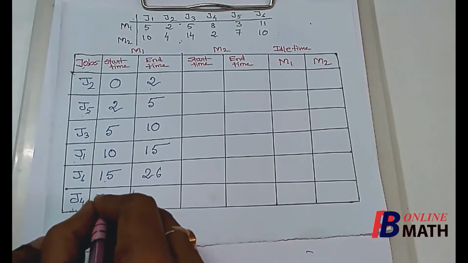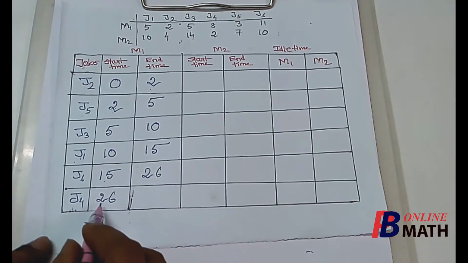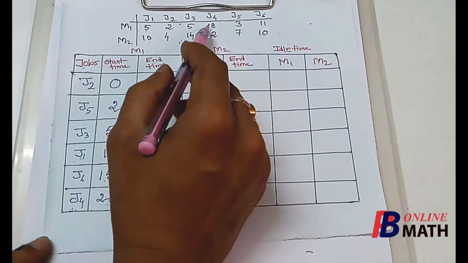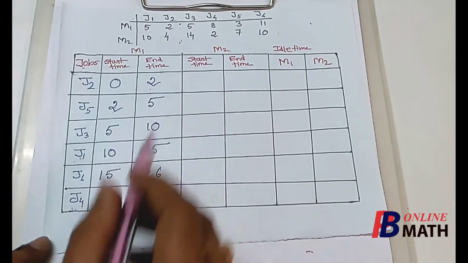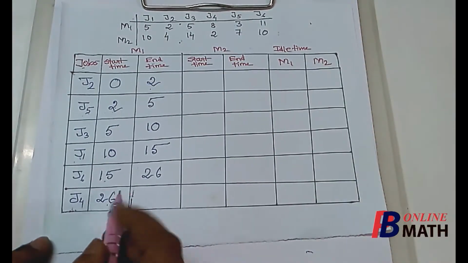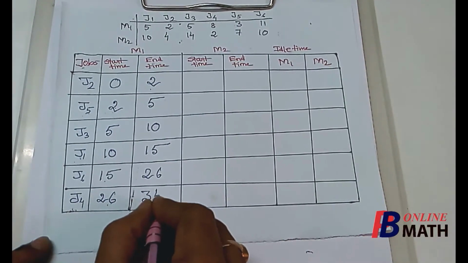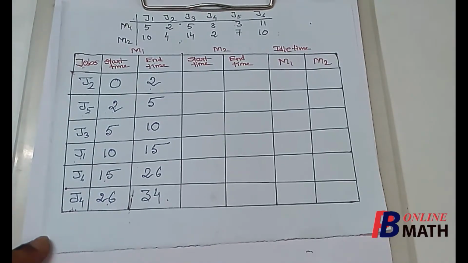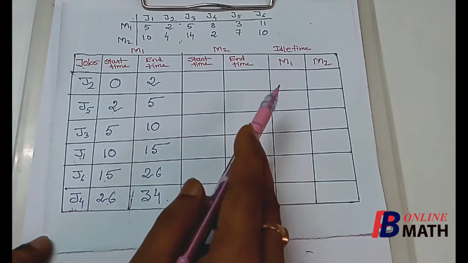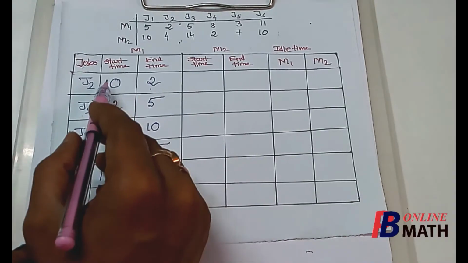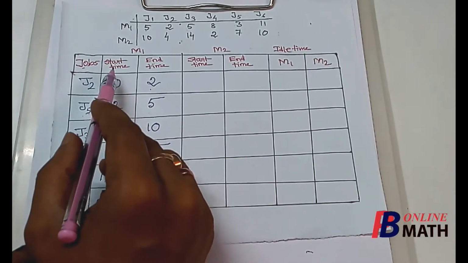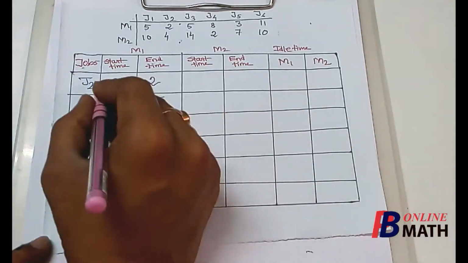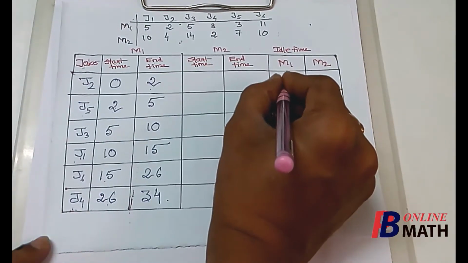And for the final job, the start time is 26 and it takes 8 units of time to process on machine M1. So the end time will be 26 plus 8, that is 34. Now let us find the idle time for machine M1. We find that initially the machine does not remain idle because it starts processing the job at 0 time, so the idle time is 0 here.